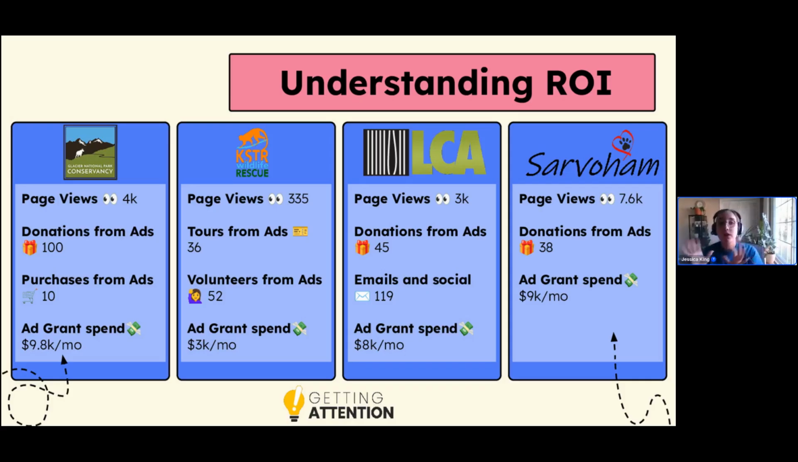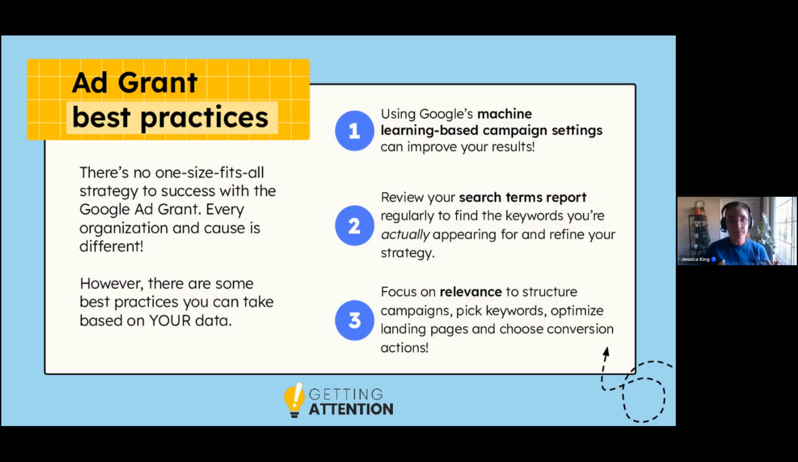So there are a lot of different ways you could understand ROI. All of these clients consider themselves to be getting a good ROI, even though you can see that their numbers look super different. So when you're thinking about the ROI of the ad grant, it's worth thinking about what the outcomes are worth to you. What are some of the numbers you're hoping to hit? And then evaluating, okay, are we on track to hit those outcomes? Again, there is not a one size fits all strategy to success with the ad grant.